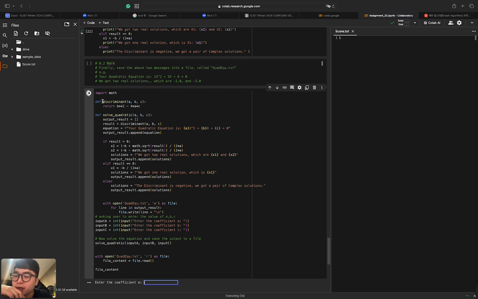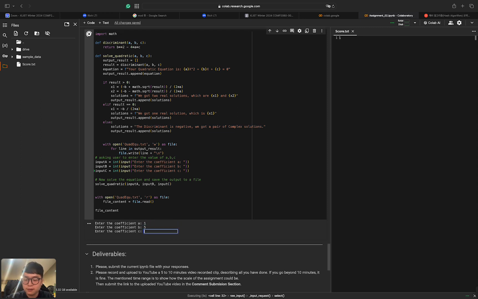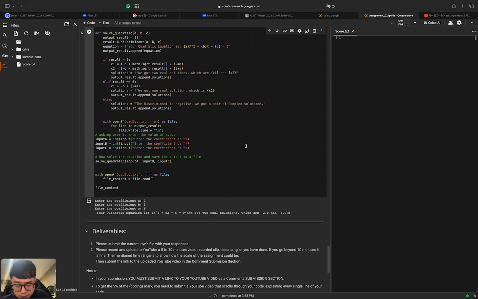If I run it, I'll give the same example as you gave: 1, 5, and 6, and it's giving me the same answers. I don't know why the slash n is here. I think it's Google Colab syntax.